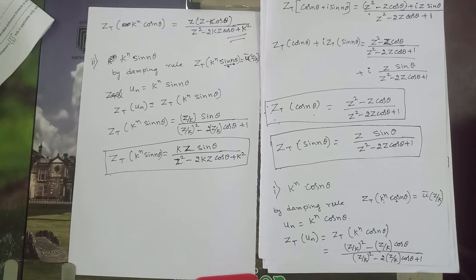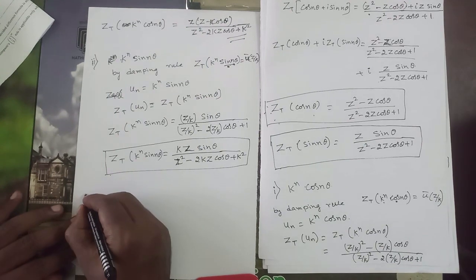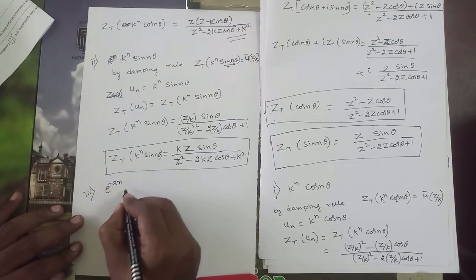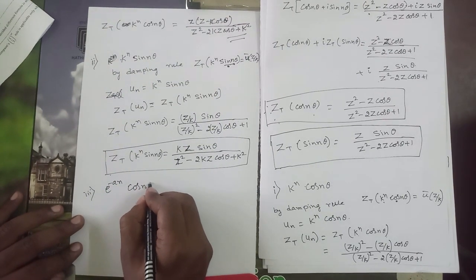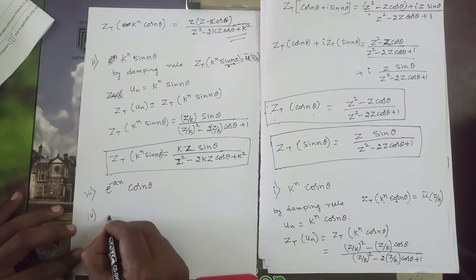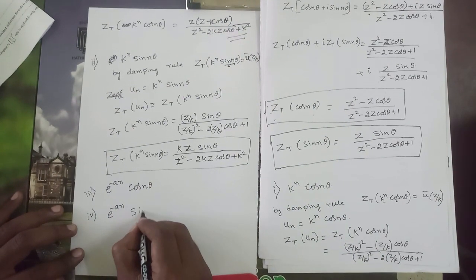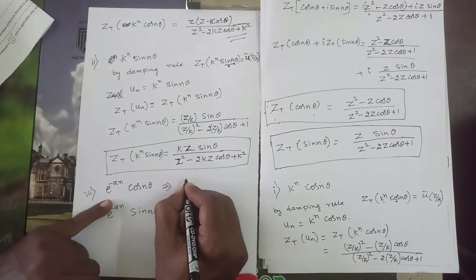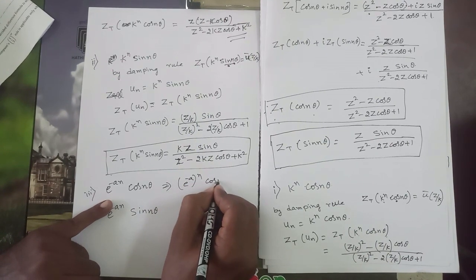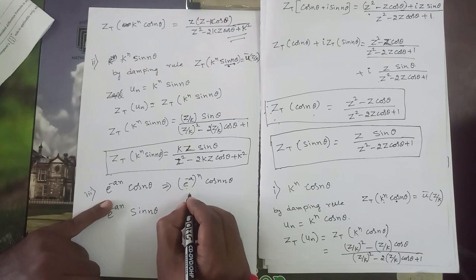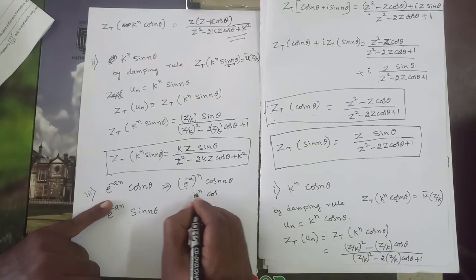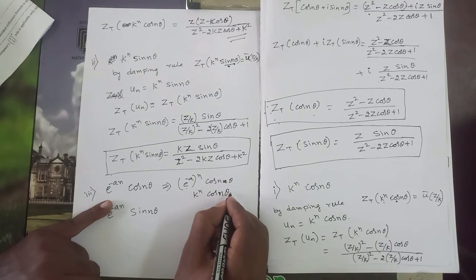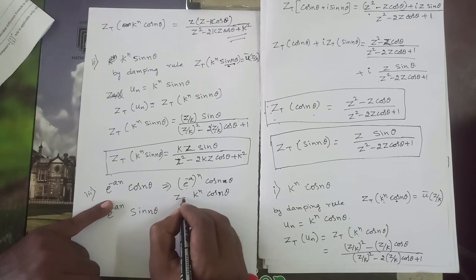So take the next two as homework. Which ones are homework? The third one is e to the power of minus an into cos n theta, and the fourth one is e to the power of minus an into sin n theta. I'll give a hint here: e to the power of minus a, whole to the power of n, into cos n theta you can write. So this can be written as k to the power of n into cos n theta, and you can apply the Z transform.